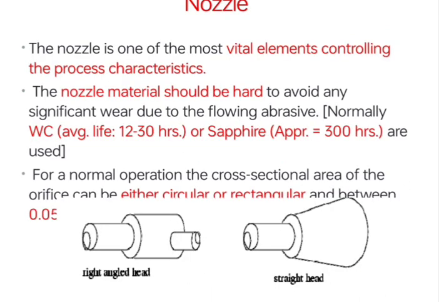The next parameter is the nozzle. The nozzle is one of the most vital elements controlling the process characteristics. The nozzle material should be hard to avoid any significant wear due to the flowing abrasive. Normally the average life of a nozzle is 12 to 13 hours, and for sapphire we consider 300 hours. For normal operation, the cross section of the orifice can be either circular or rectangular.